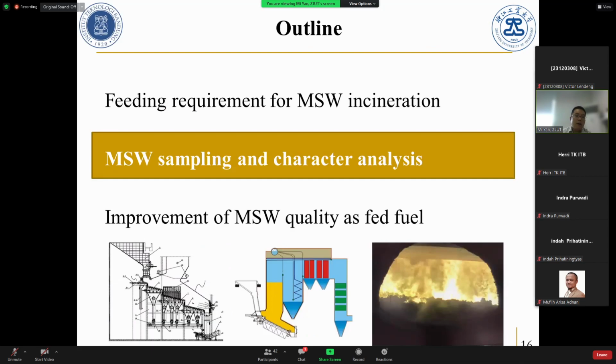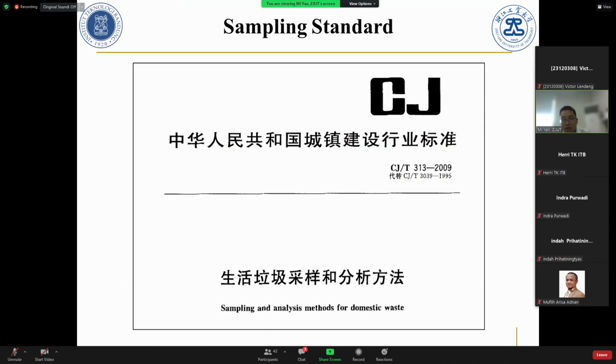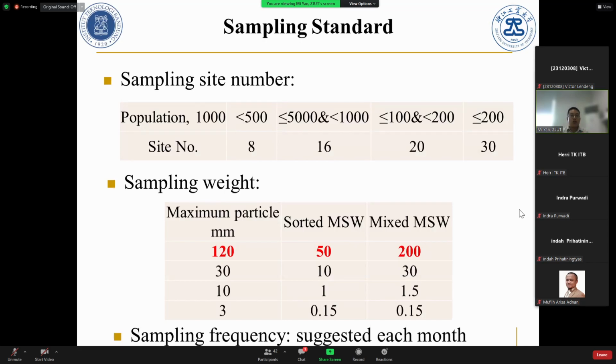So how to do the MSW sampling and character analysis? In China, we have a standard system, such as the sampling and analysis method for domestic waste. Of course, domestic waste means municipal solid waste. We also updated the standard: the first version was in 1995 and it was updated in 2009. So I can show the key content of the standard.